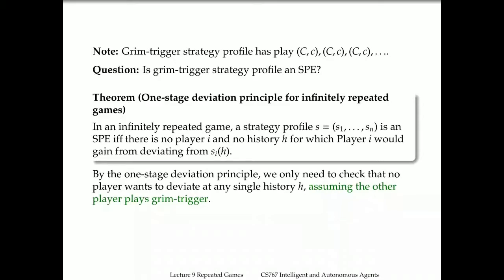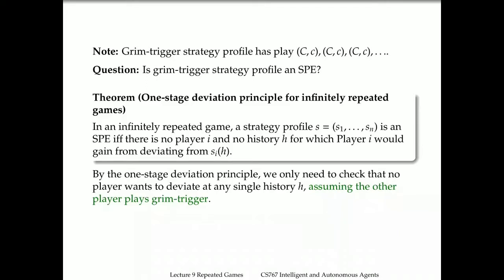So in this case, if you think about this strategy, suppose both players play the Grim Trigger strategy, it's possible that both of them will just play CC all the time. Right? Now the question is, is this play part of an SPE?